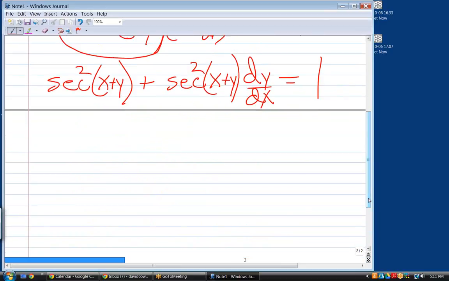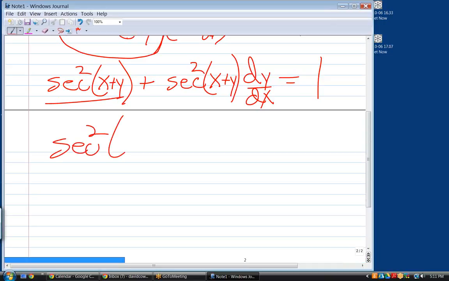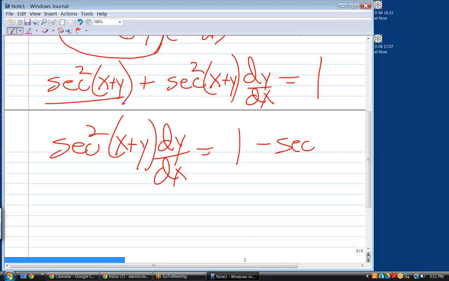Right. We're trying to solve for dy dx. So the next step is to take any term that does not have dy dx in it and move it to the other side. Well, that would be this term here. Okay. So now I've got secant squared x plus y dy dx equals 1 minus secant squared x plus y. If I lose you at any spot, stop me. Nope, you still got me.